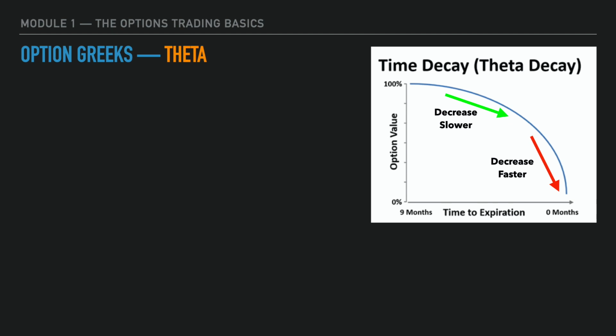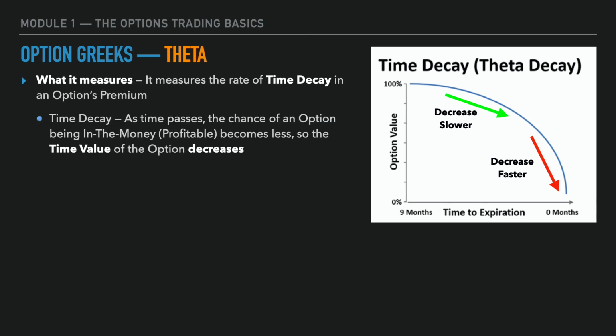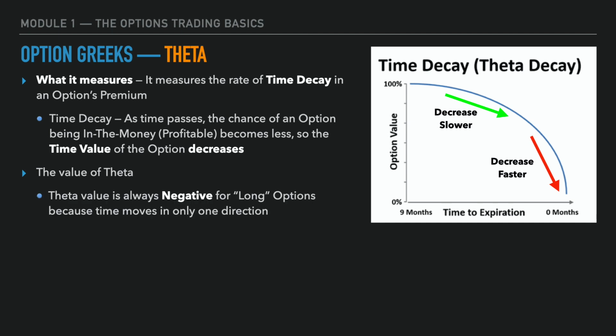Alright, now let's move on to the next option Greek, the theta. Theta measures the changes of time value, or the rate of time decay in the option's premium. There's an interesting fact about the value of theta: it is always negative for long positions. It's simply because time moves only in one direction, which is forward. So the time value can only decrease as time passes.